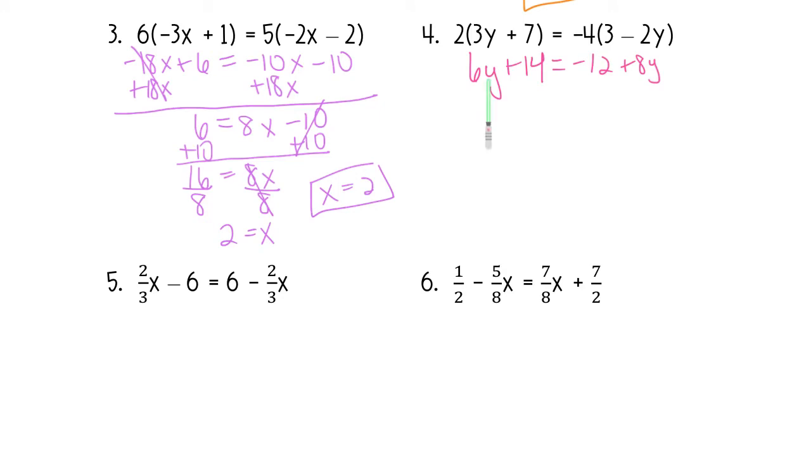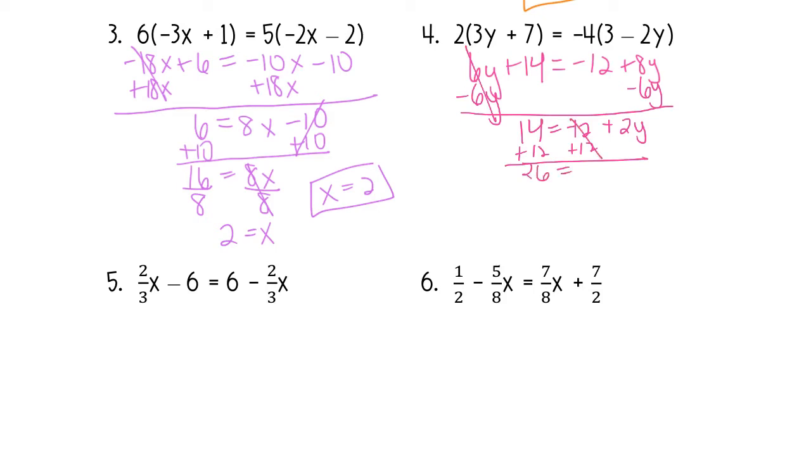I'm going to evaluate these y's. I've got 6y on the left, 8y on the right. Let's subtract 6y from each side. 6 minus 6 cancels, and I'm left with 14 equals negative 12 plus 2y. Got to get rid of this 12, so I add it to each side. It's 26 equals 2y.